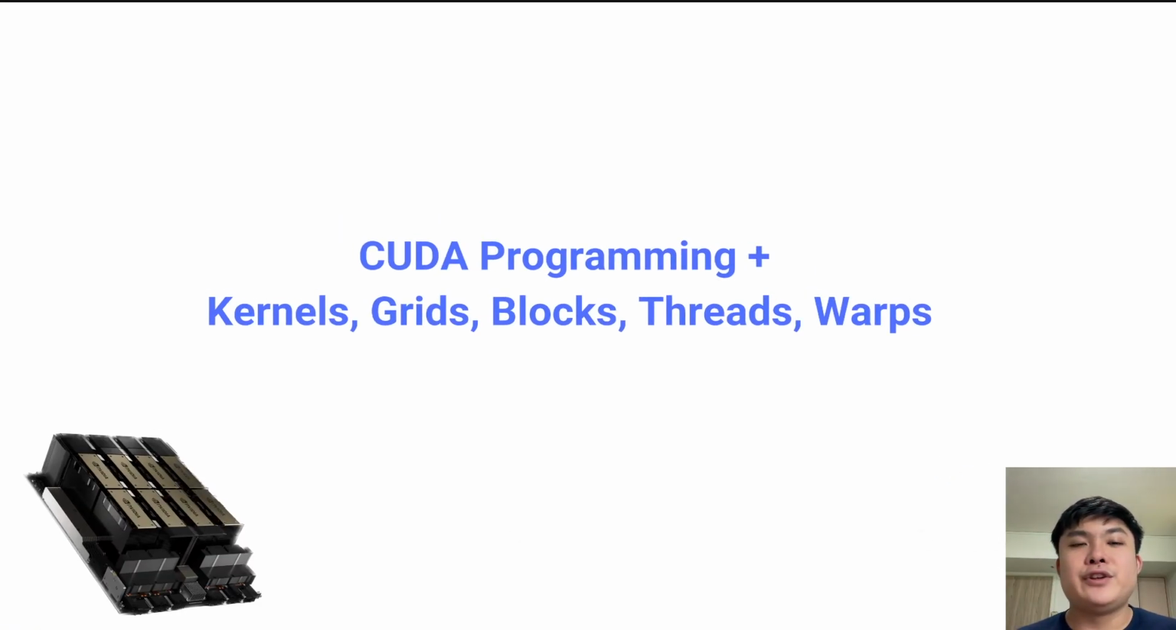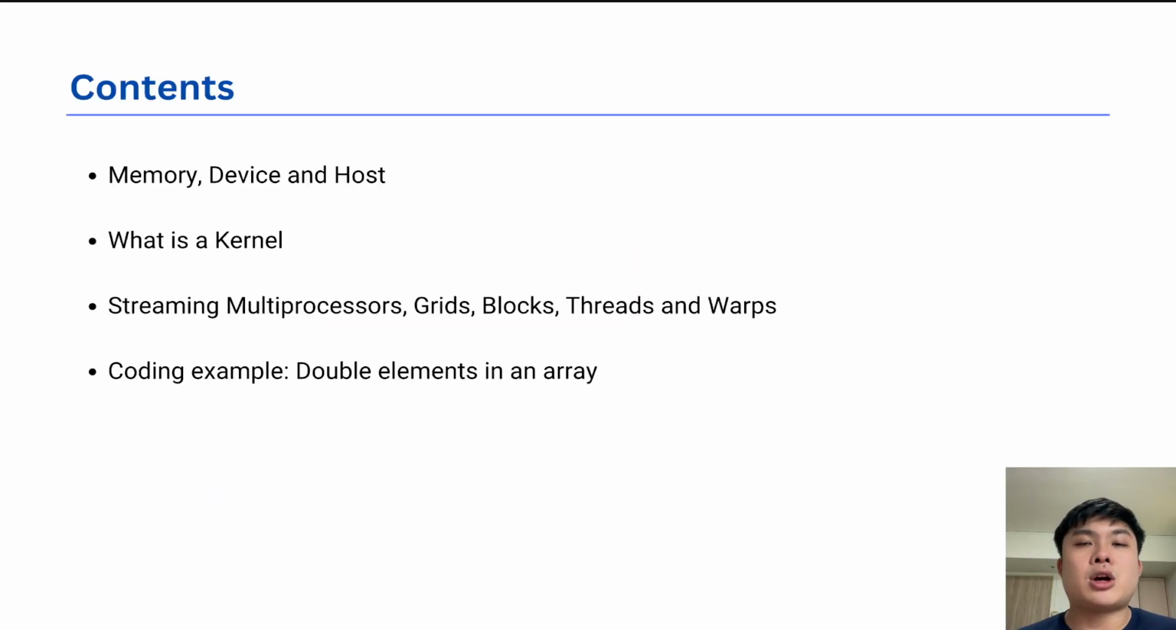Hi, in today's video, I'll be going through the basic concepts of CUDA programming and talk about what kernels, grids, blocks, threads, and warps are. The contents of this video will first cover memory and what exactly the device and the host are. We'll talk about what exactly a kernel function is and how we instantiate it. We'll also go through streaming multiprocessors, grids, blocks, threads, and warps. And lastly, we'll have a coding example where we use CUDA to double elements in an array.